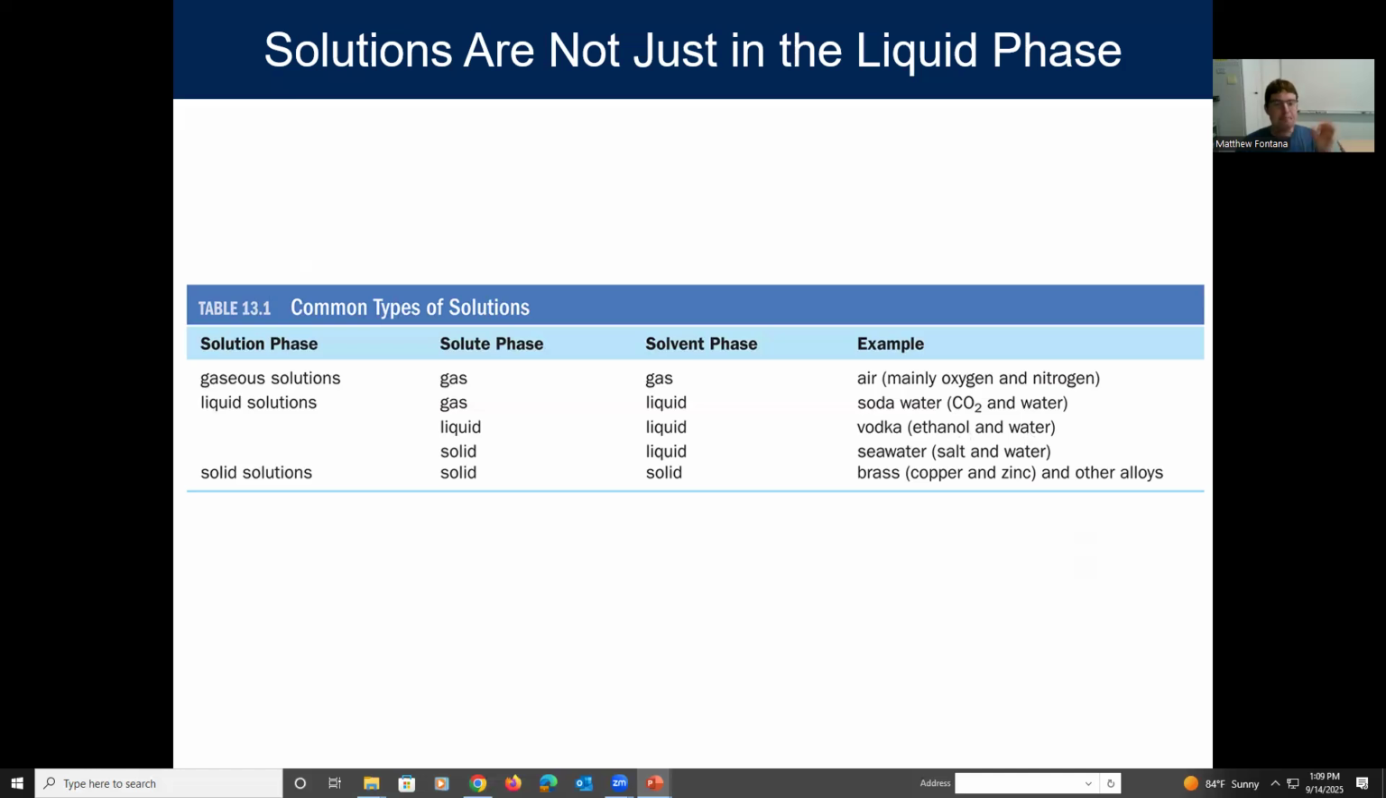Okay. Then what we can do is look at the liquid phase solution when we have a solid solute. And that's another one that we've looked at today, which is seawater. So seawater has water as the solvent, and then it has salt or sodium chloride as the solute. And so what we can see here is there are multiple examples of liquid phase solutions where we can either have the solute be a gas, a liquid, or a solid.